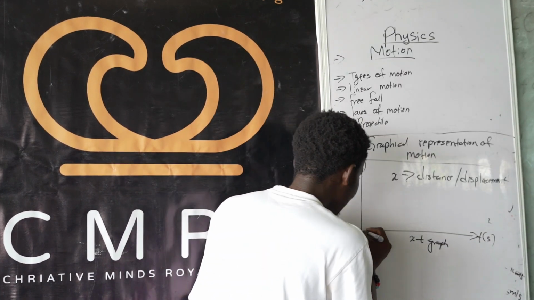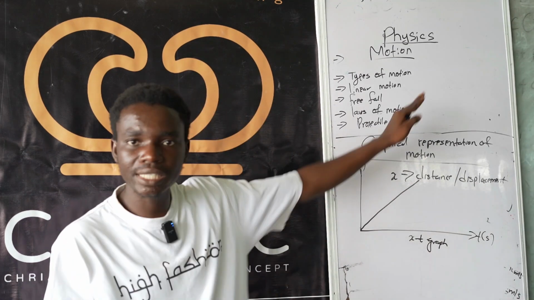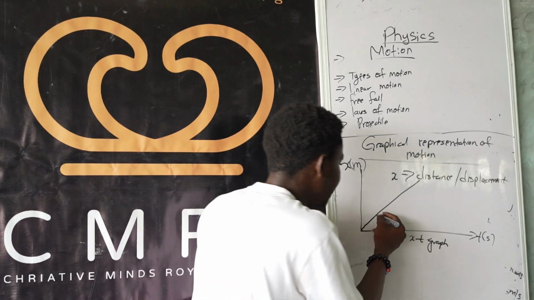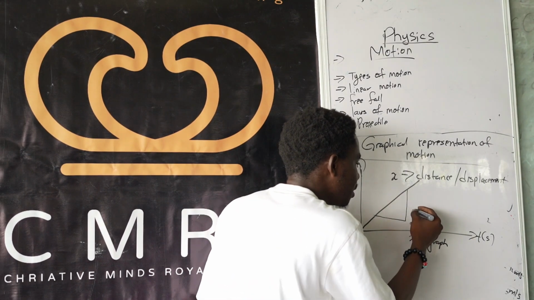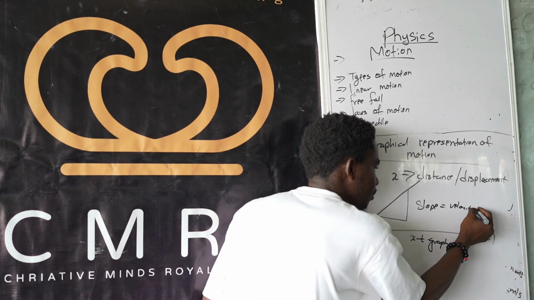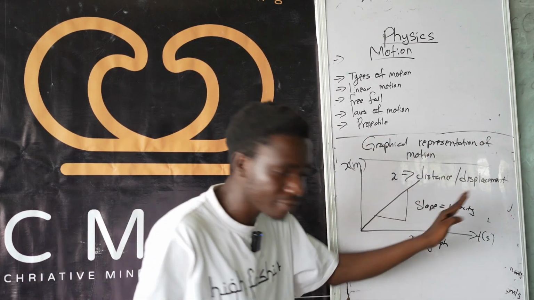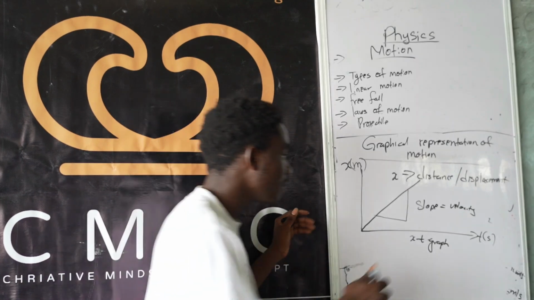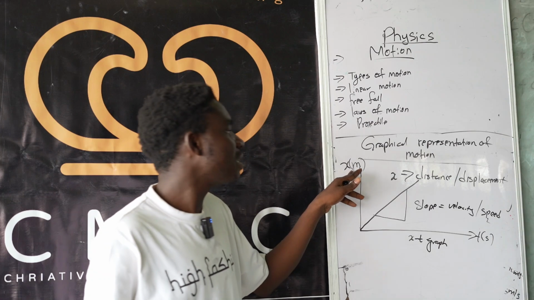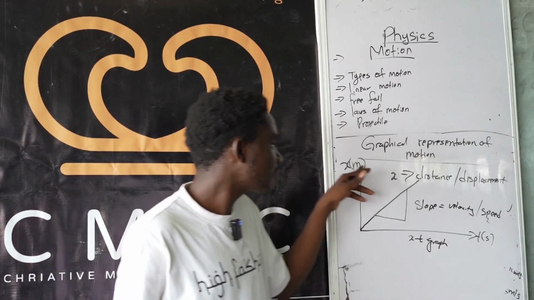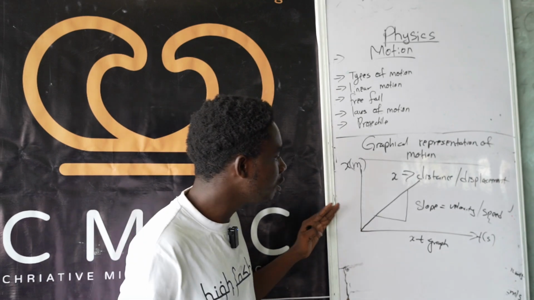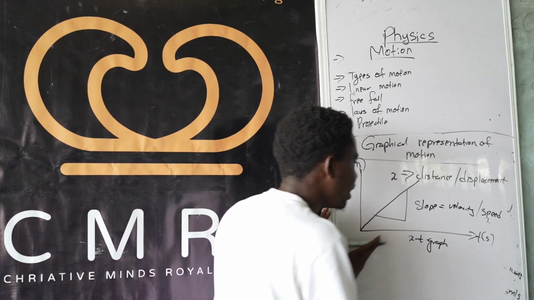Now, if you have a straight line like this, a positive slope that is straight, what we have here as a slope is what we call the velocity. Slope equals velocity. The slope of this graph represents velocity or speed. It will be speed if this axis is representing distance. It will be velocity if this axis is representing displacement. And this is a uniform velocity because it's a straight line.